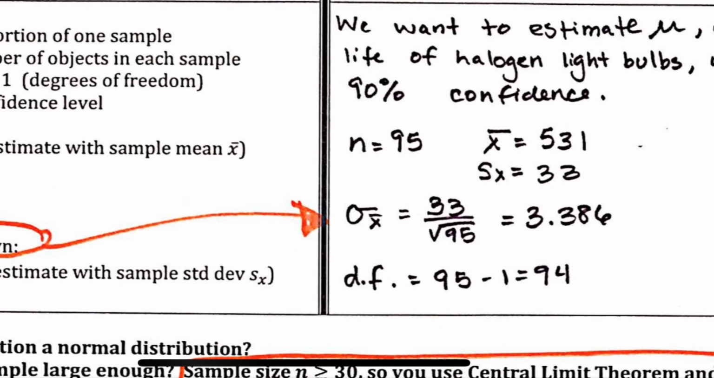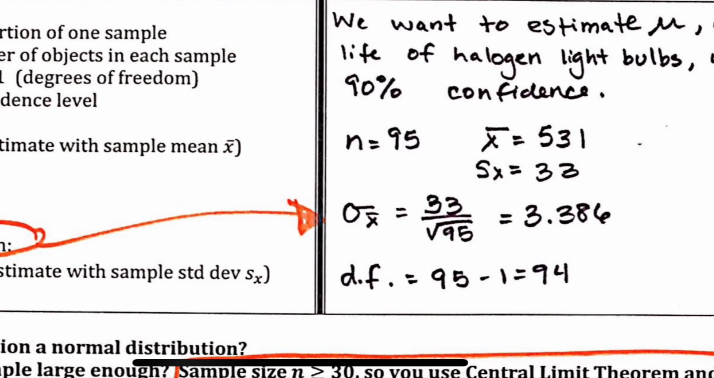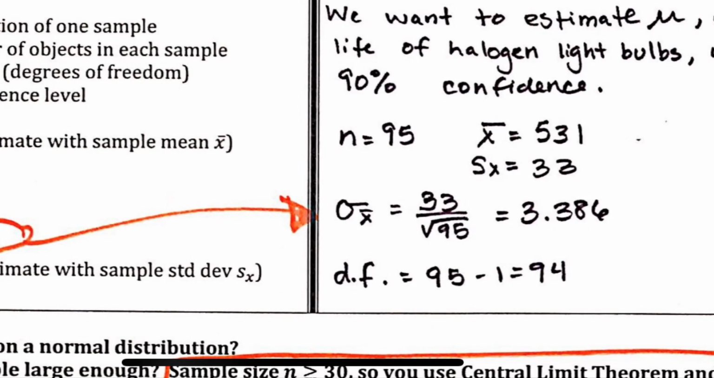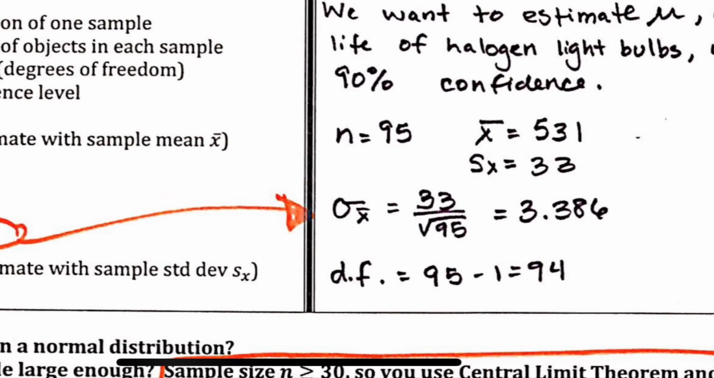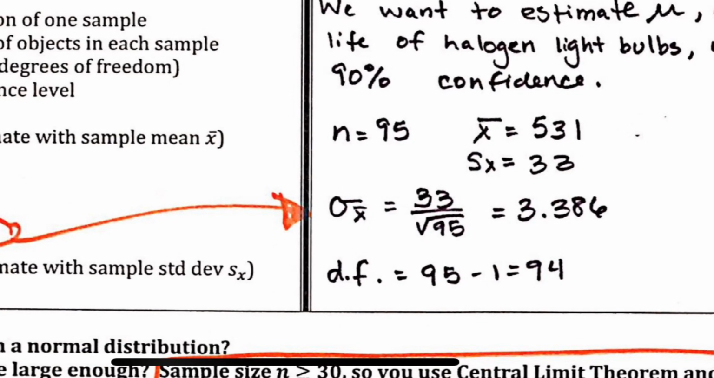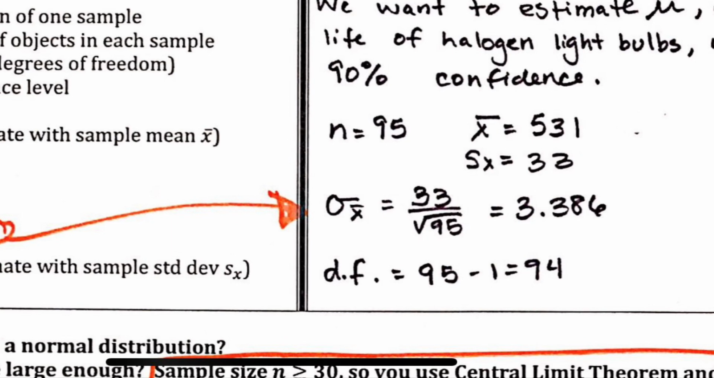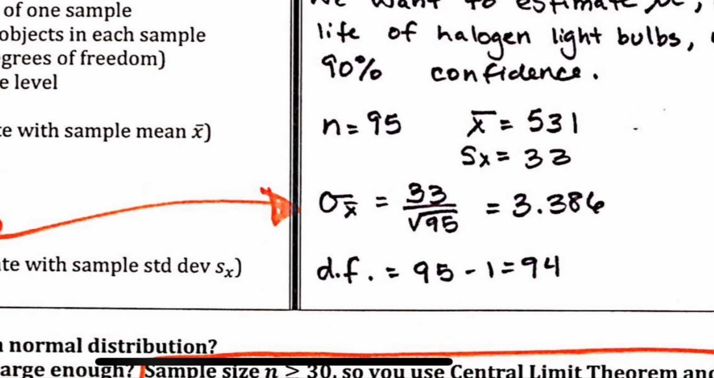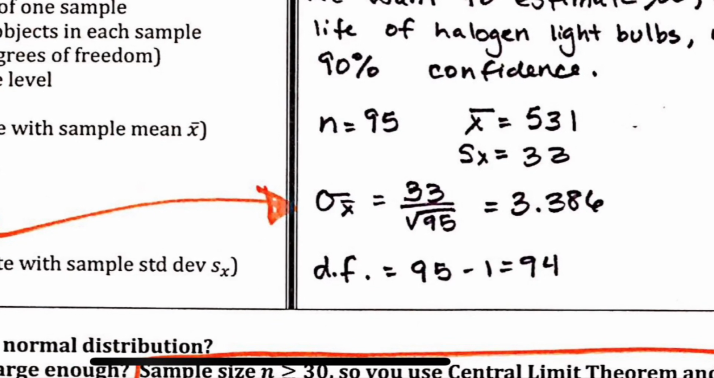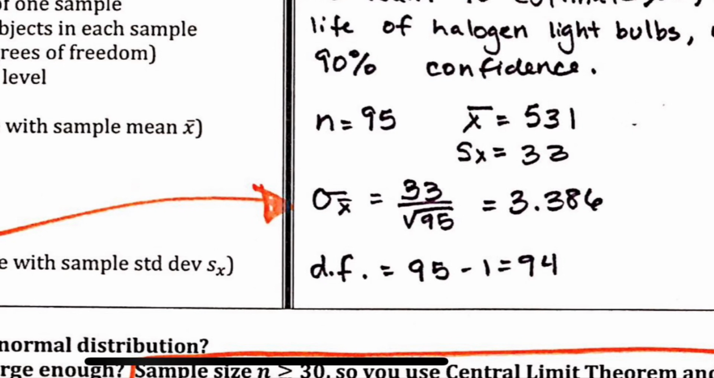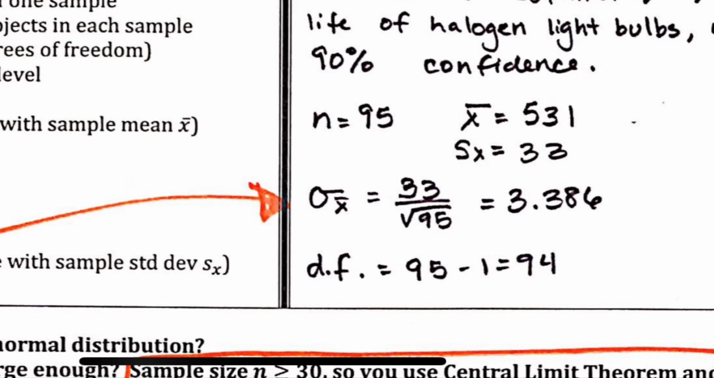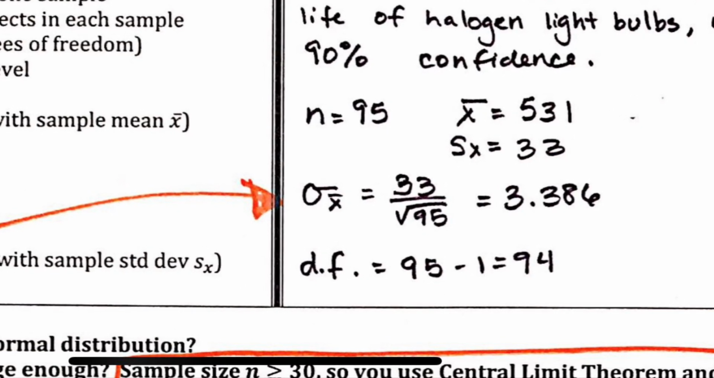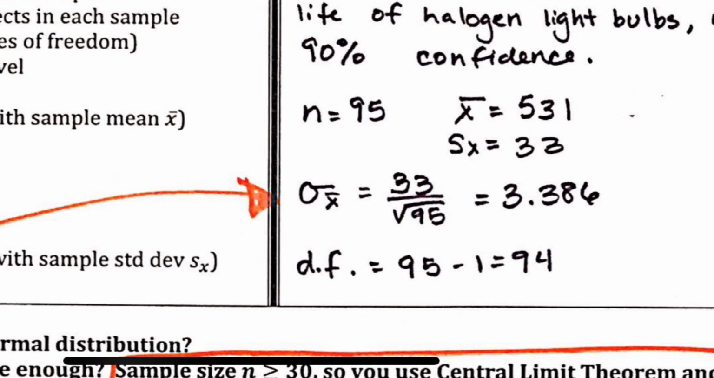Now, because we have to estimate the mean with our statistic, x bar, and we have to estimate standard deviation with another statistic, which is that s_x of 33, we cannot use a normal distribution. We have to use the t distribution. The t distribution allows for more error in the tails. It has thicker tails, and that's because we're estimating not one parameter, we're estimating two parameters.